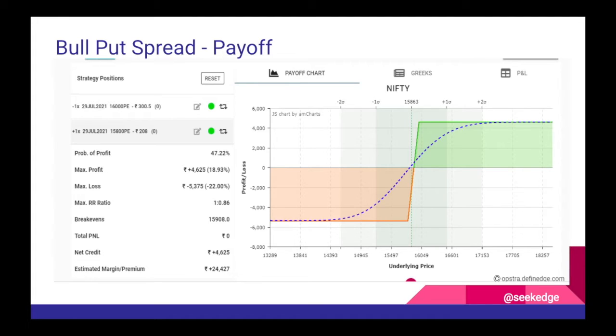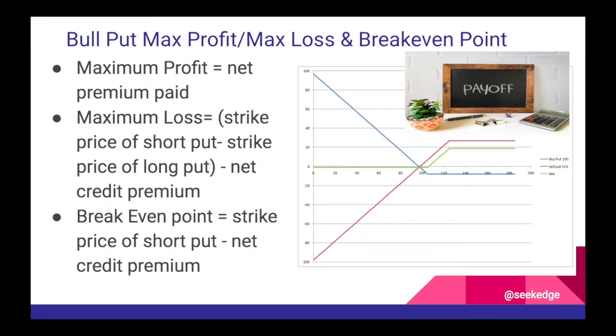Because it's a credit strategy, credit strategies normally have much higher margin. So we'll see how it is calculated. For the bull put spread, the maximum profit is the net premium received. For the bull call, the maximum loss was what we get when we say the net premium paid.